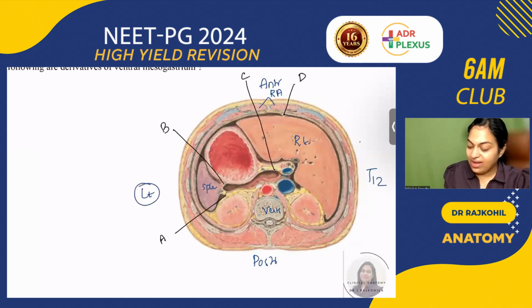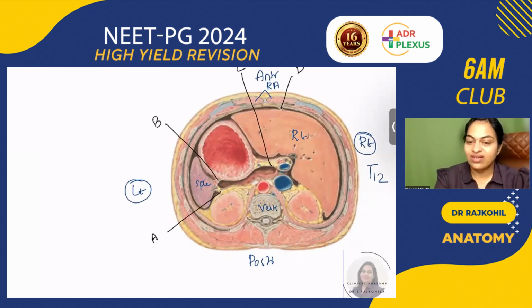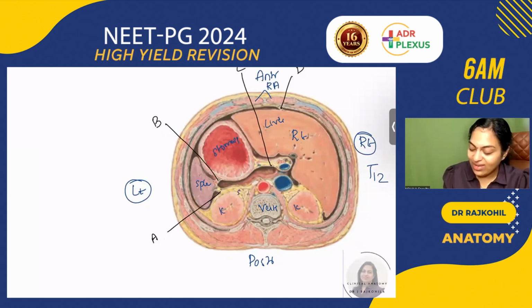So left and right, isn't it? Okay, you can identify the viscera here. Yes, so this is the liver. You can make out the stomach. You can make out the spleen. You can make out the kidneys. You can make out the suprarenal. Yeah, that's the suprarenal. You can make out the aorta. You can make out the IVC.